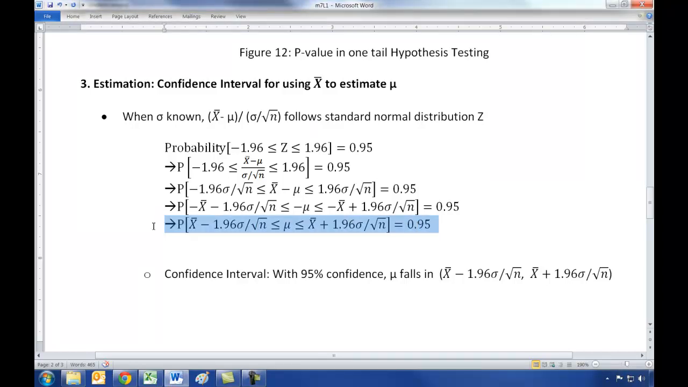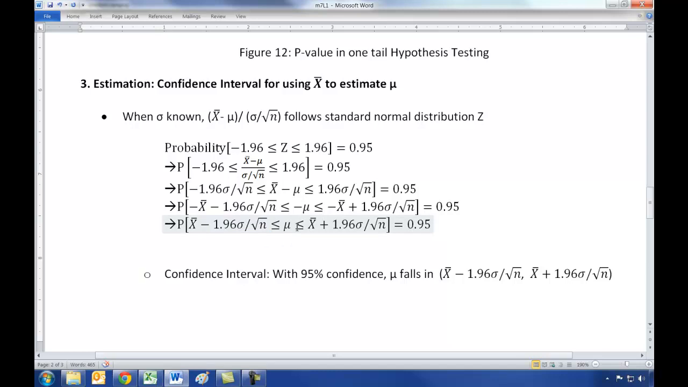But this last equation offers a new insight, which is the following. If we assemble a sample and calculate its sample mean, I can create an interval centered at the sample mean with the width of this term on either side. Remember, this term is a constant because sigma and n are both constants. So I can create an interval centered at the sample mean with the width of this quantity on either side.